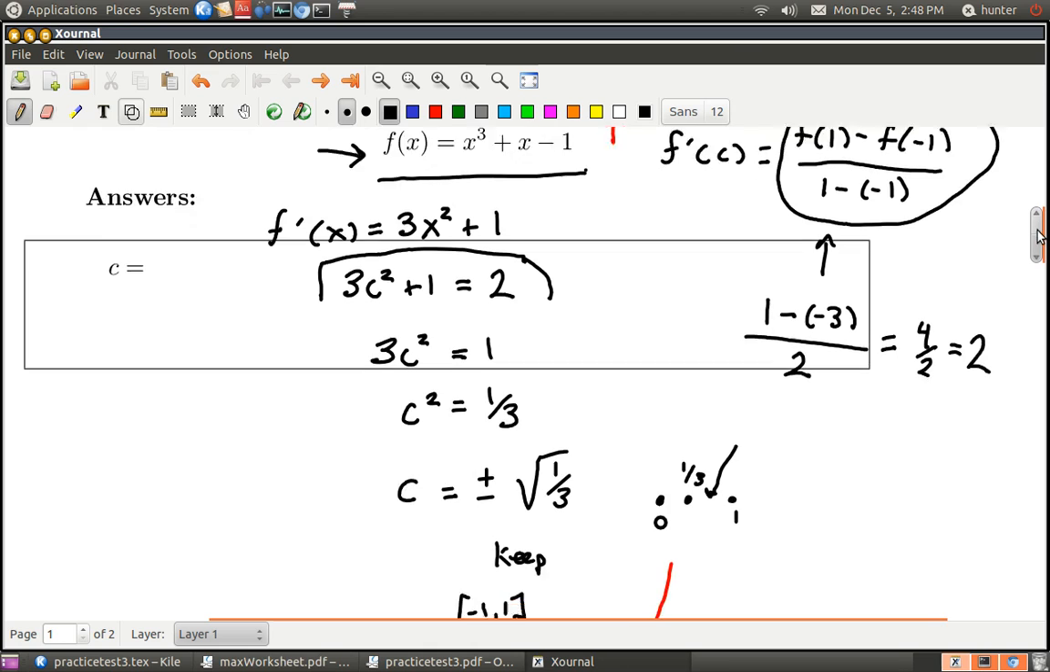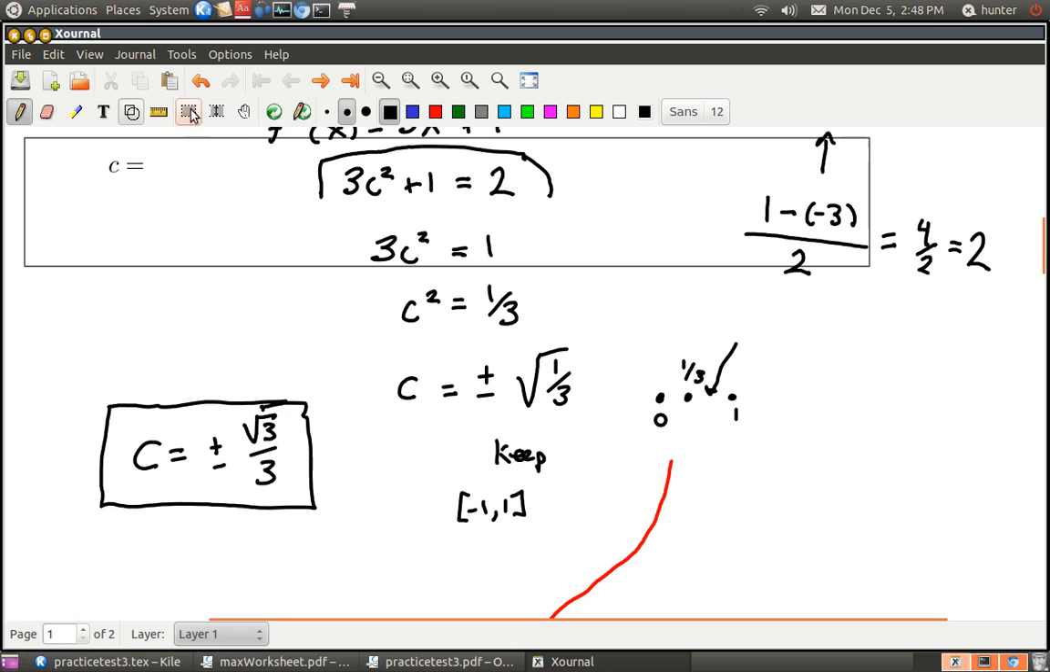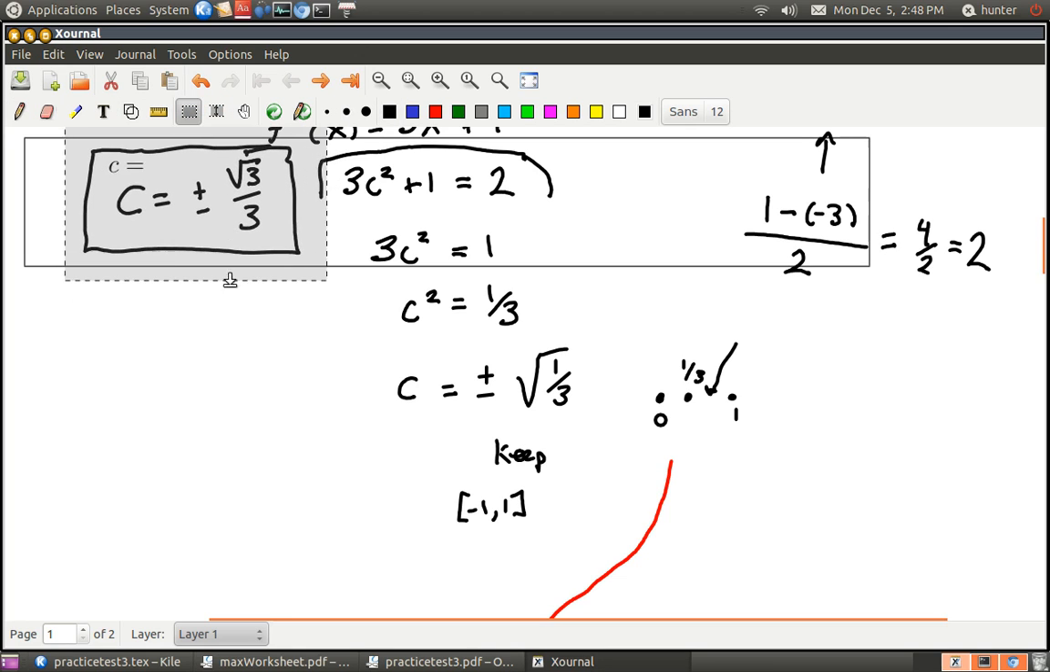That's all there is to it. One last thing you may or may not want to do is rewrite this in a slightly more standard form. It's the same as c equals plus or minus the square root of 3 over 3. Okay, so I'll put a box around that one. And then if I were a good student, I would actually put my answer here in the box. Okay, so that problem is done. Bye.